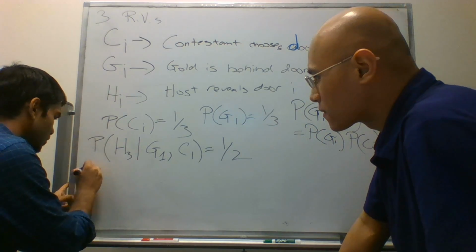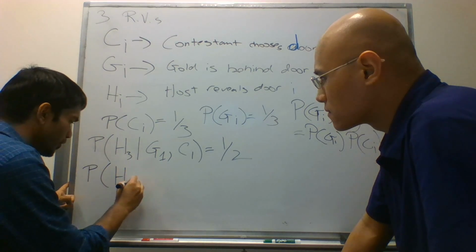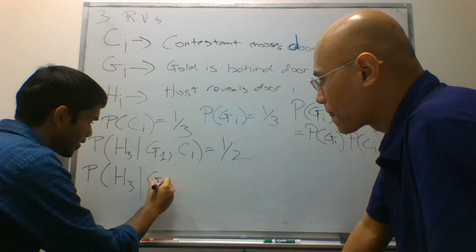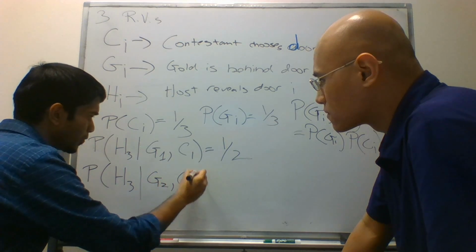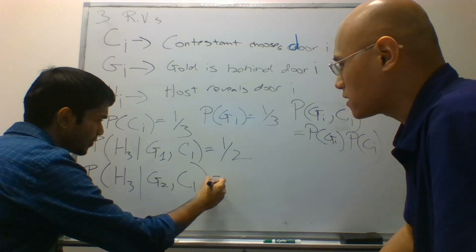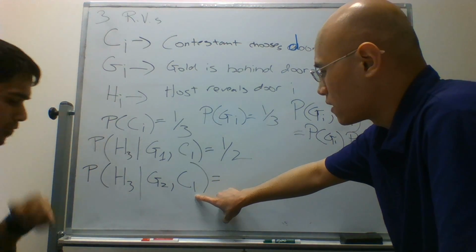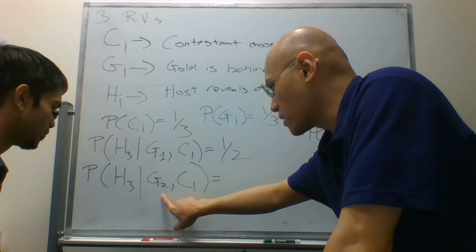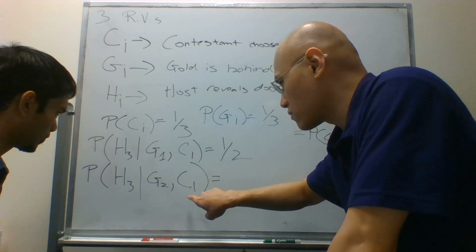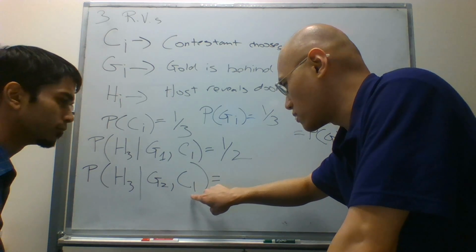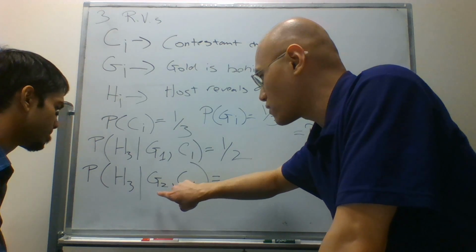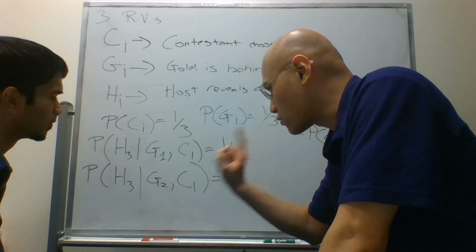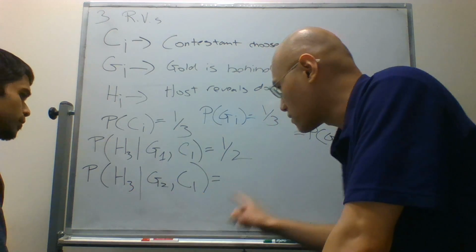Now, what is the probability of the host revealing door 3, given that the gold is behind door 2 and we still chose door 1? The contestant chooses door number 1, the gold is behind door number 2, and the host has to reveal a door that contains trash. The host can't reveal the door that the contestant already chose, and can't reveal the door that has the gold. So there's only one possibility here, door number 3. And so the probability of this is 1.